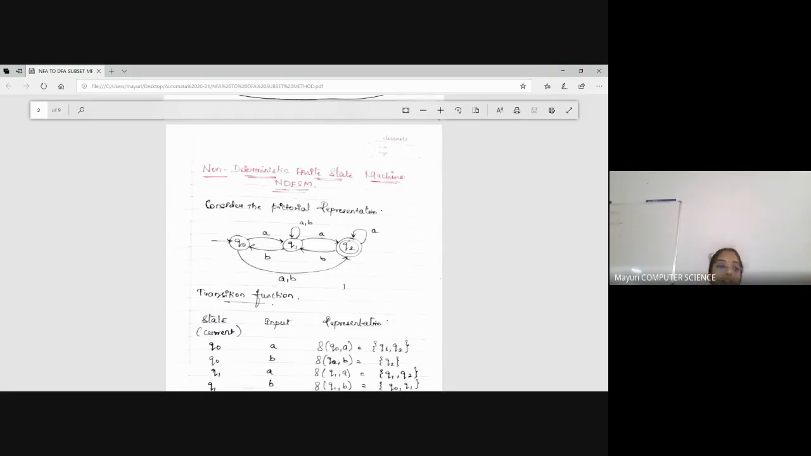So there comes a concept where we have to convert our NDFSM into DFSM. For that you have two methods. We will do that today. Subset construction also. But before going to that, let us be familiar with the transition function of NDFSM. How could you say that this is an NDFSM? This figure?